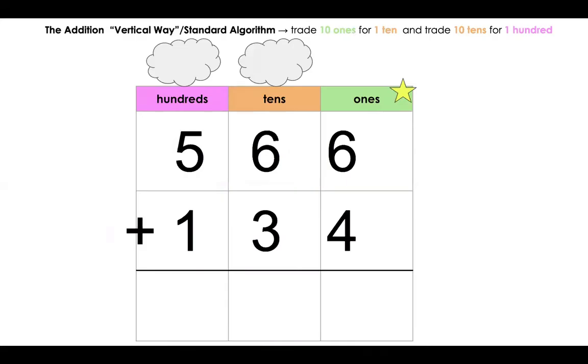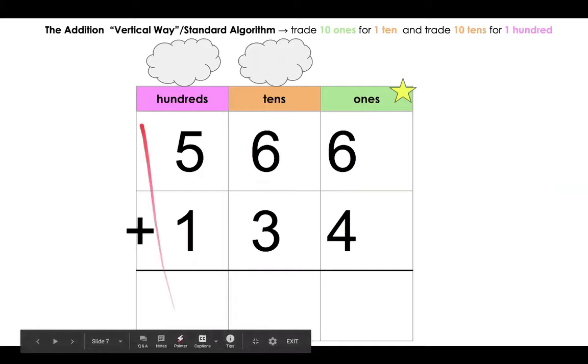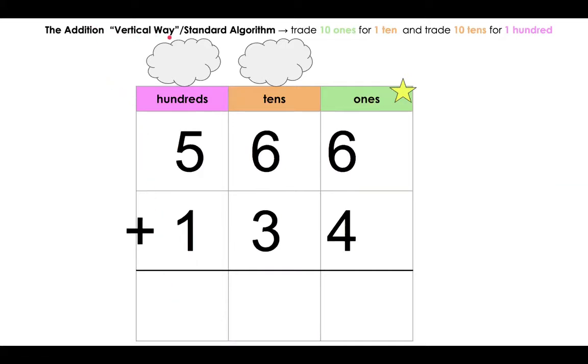We are going to start with addition. So I have this problem for us, and at the top it says the addition vertical way, which is the standard algorithm. I told you that's the fancy adult language we can use. We know that we have to trade 10 ones for 1 ten. We'll bundle our 10 ones and trade them for a 10. Sometimes we have to trade 10 tens. We'll bundle our 10s and trade them for 100, okay? And then if we go into thousands, we even have to bundle 10 hundreds to trade them for 1,000.